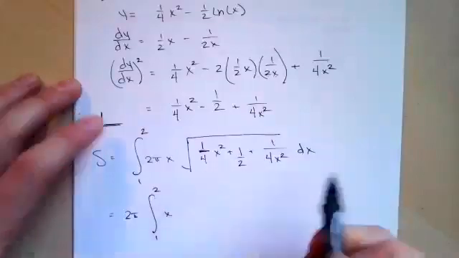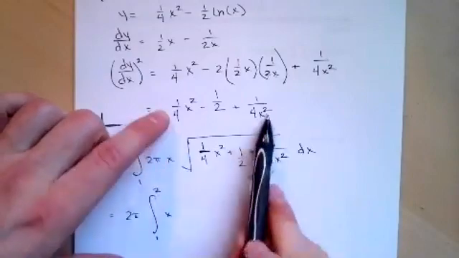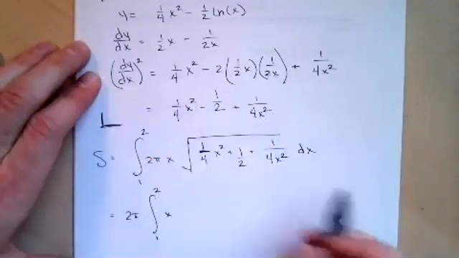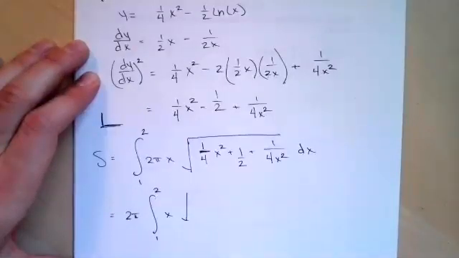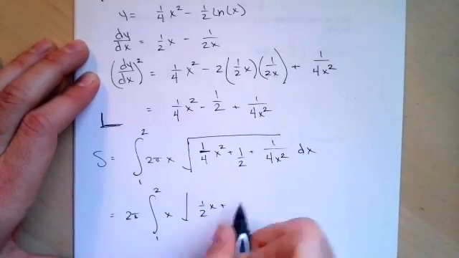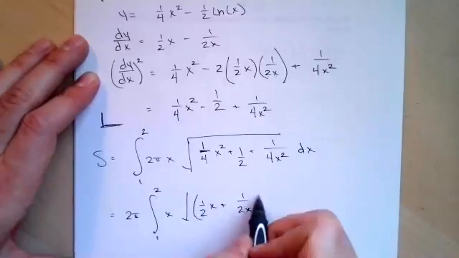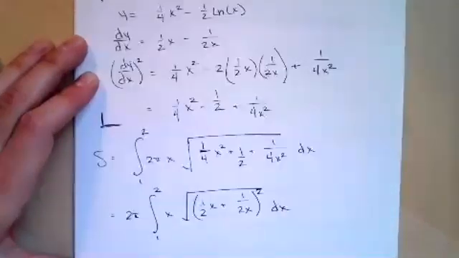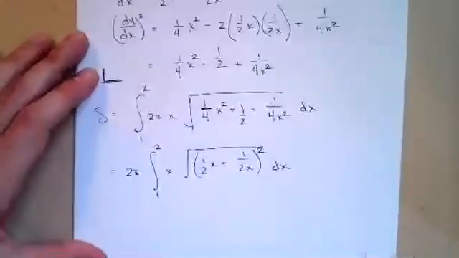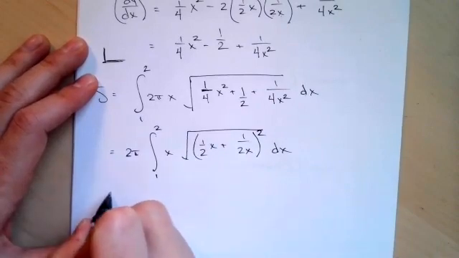Now this guy, essentially the same as this guy, except with a positive 1/2. And this guy we know came from a perfect square. So this guy is itself a perfect square. So this will give us 1/2 x plus 1/2x, quantity squared. And now the square root and these squareds will undo each other.